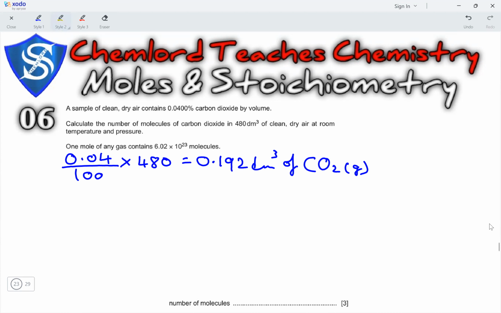The next step would be to calculate the number of moles of carbon dioxide present, which can be calculated by dividing 0.192 dm³ by 24 dm³, which is the volume of 1 mole of any gas at room temperature and pressure. And this gives us the number of moles of CO2 as 0.008 moles.